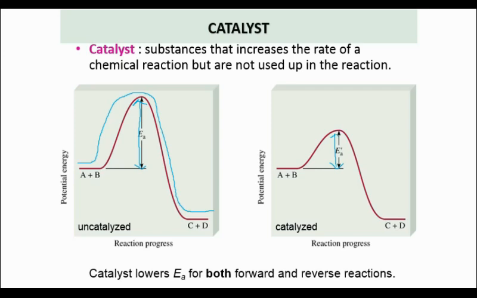So, in the presence of a catalyst, it will provide an alternative pathway for the reaction to go from the reactant to the product. As the barrier is lower, the reaction will go more easily than without the catalyst, the uncatalyzed system.